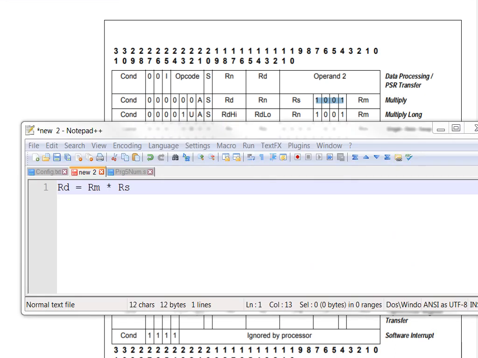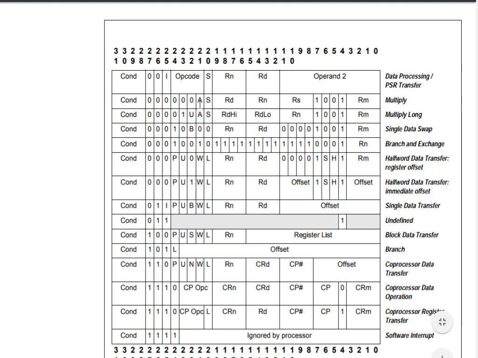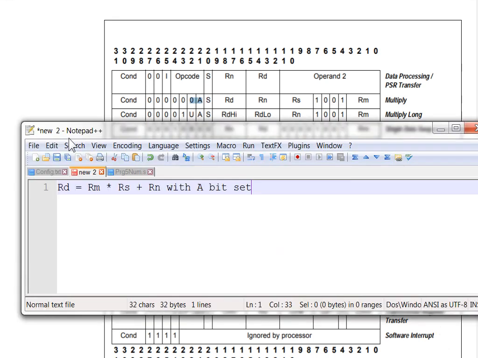But the same instruction format provides the MLA instruction. Set the A bit to 1, over here, that guy, and then the instruction performs Rd equals Rm times Rs plus Rn. And if you want to set condition codes based on the result, you set the S flag, just as for data processing instructions.